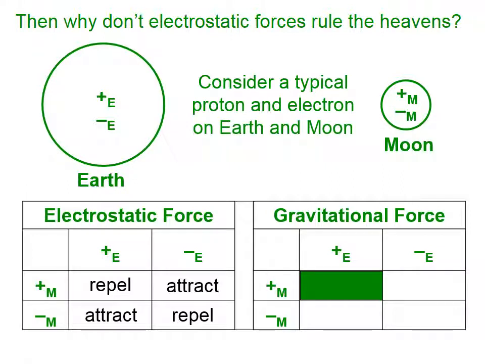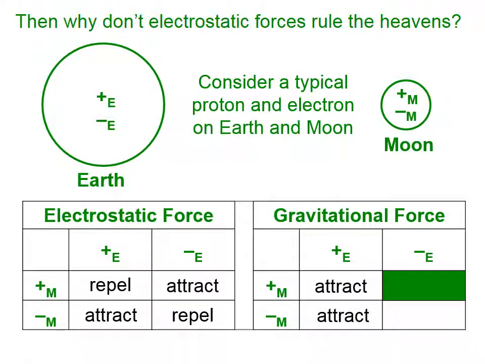What about gravitational forces? Is there a gravitational interaction between a proton on the Moon and a proton on the Earth? Well, they both have masses, so yes, they're going to attract one another. Now, it's not going to be a very big attraction, but it will be an attraction. How about an electron on the Moon and a proton on the Earth? Well, they have masses, so they're going to attract each other via gravity. What about a proton on the Moon with an electron on the Earth? Well, they're going to attract each other. And electrons? This is why gravity rules the heavens and not electrostatic forces, because gravitational interactions are only attractive, whereas electrostatic interactions can repel and attract.